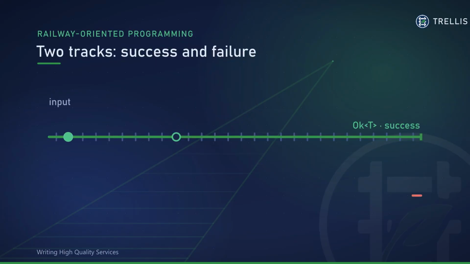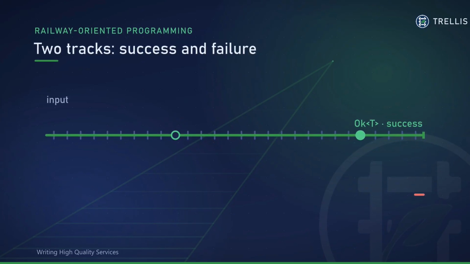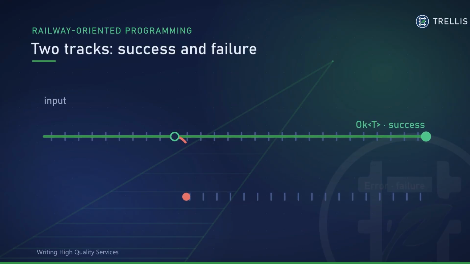This is railway-oriented programming. Picture two tracks. The top track is success. A value rolls from one step to the next, getting validated and transformed along the way. The bottom track is failure. Every step is a little switch. If it succeeds, the value stays on the success track. If it fails, it diverts down to the failure track.